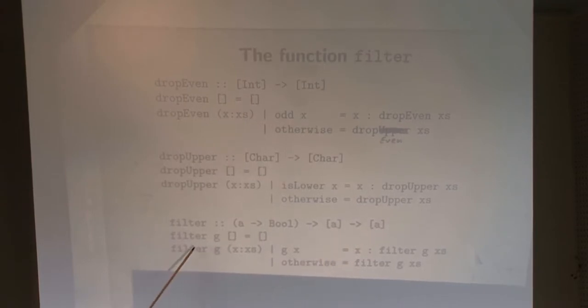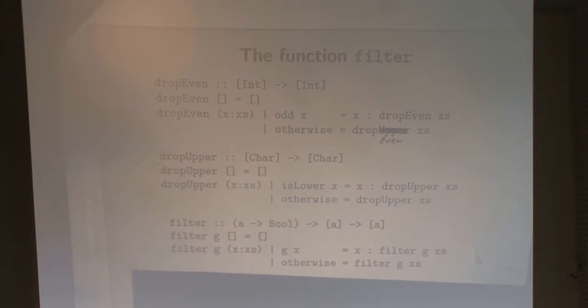So how does it work? Well, if the list is empty, then it remains empty. If it's not empty, you check whether the first element satisfies this condition g. If it does, then x is kept. If it does not, then x is thrown away, and filter is called recursively on the list.